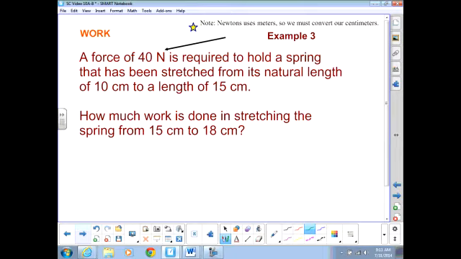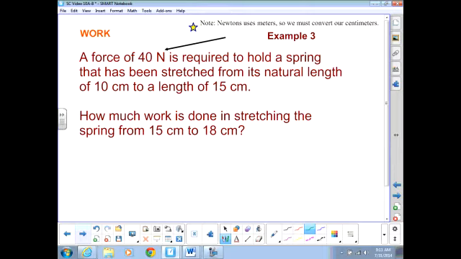So a force of 40 newtons, so we've got newtons, so we know we're dealing with metric, is required to hold a spring that has been stretched from its natural length of 10 centimeters to a length of 15 centimeters. How much work is done in stretching the spring from 15 centimeters to 18 centimeters?